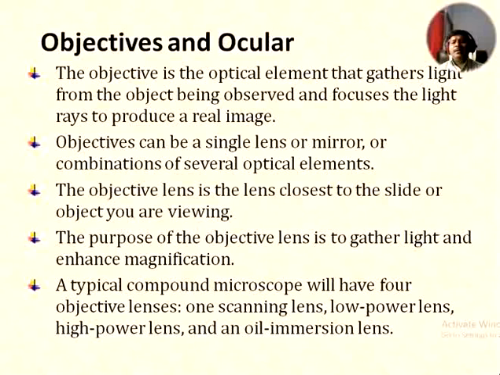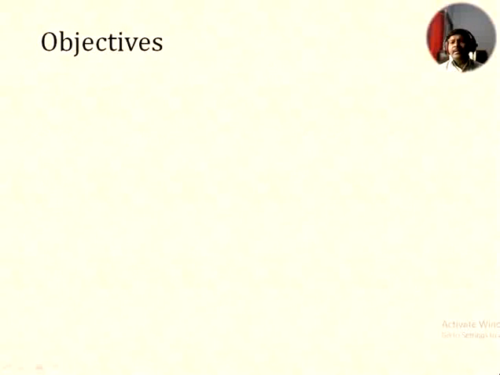Means these are the 4 lenses or objectives which are mounted on the arm of the microscope. Okay, so these are the different objective lenses. They are mounted on the arm of the microscope.